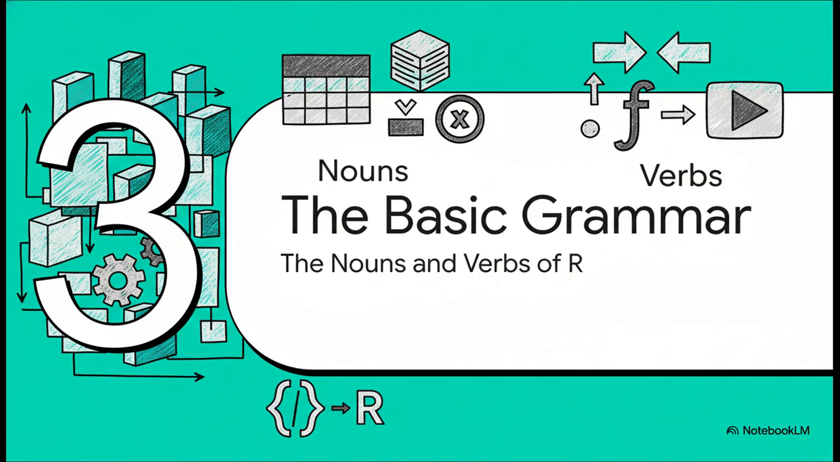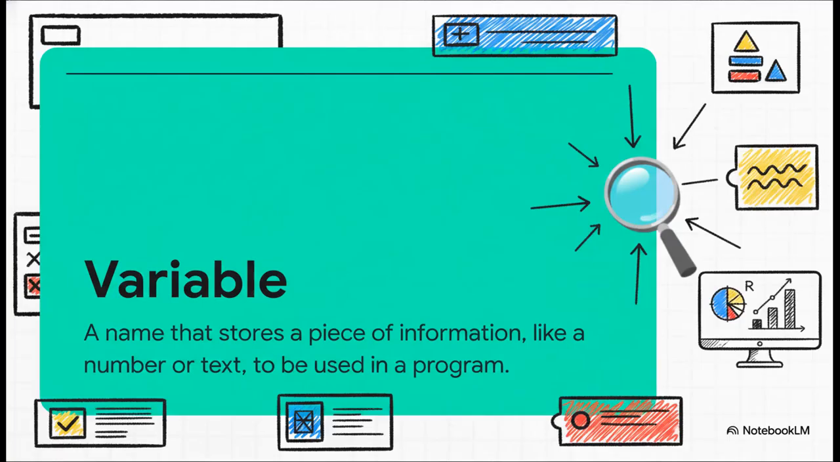All right, just like learning any new language, we've got to start with the basic grammar. In programming, that means we need to understand the fundamental building blocks. So let's think about them as the nouns and verbs of R. The nouns of our data language are called variables. A variable is really just a name we give to a piece of information so the computer can remember it for us later. The best way to think about it is like a label box. The label is your variable name, and whatever you put inside that box is your data.